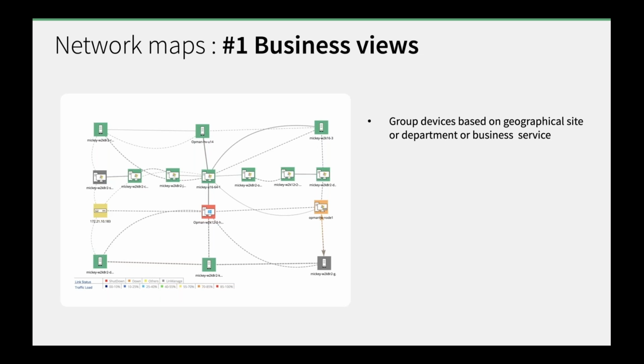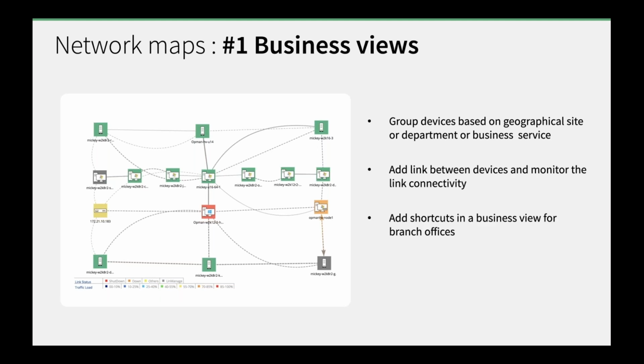You can group the devices based on your geographical site, department, or business service. You can add links, like I have mentioned, if you had a development center and a headquarters connected through a WAN link. You can have a pictorial representation of that and monitor the status of the link as well as the devices. And you can create shortcuts, like you have a US map where your organization is spread out across multiple cities. Clicking on a city shortcut will show you the devices available under that location.